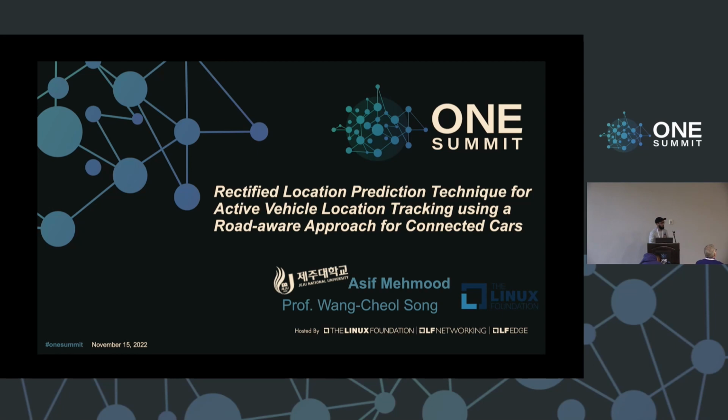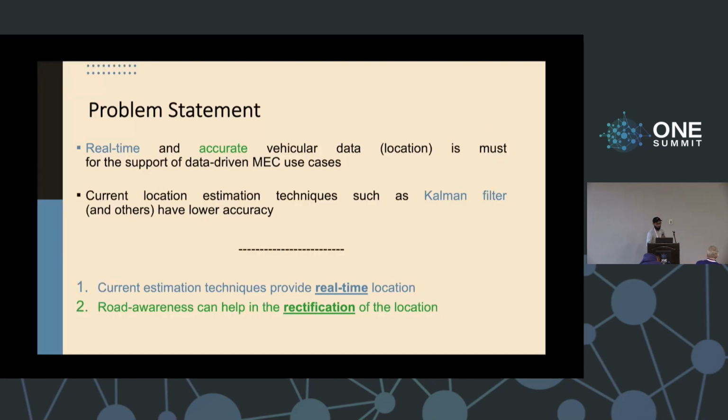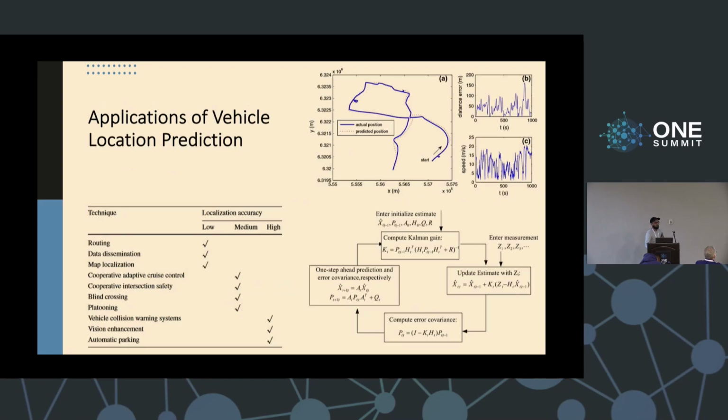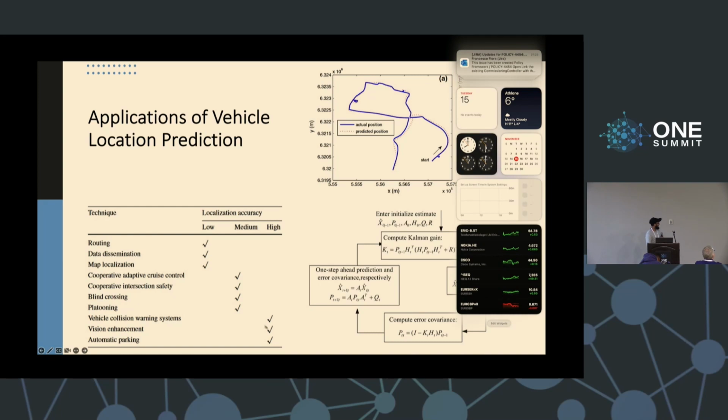The topic is related to vehicle location prediction, and we improved the accuracy of location that's necessary for the connected cars use case. These are the use case applications that require higher accuracy vehicle location, and collision warning systems enhancements.